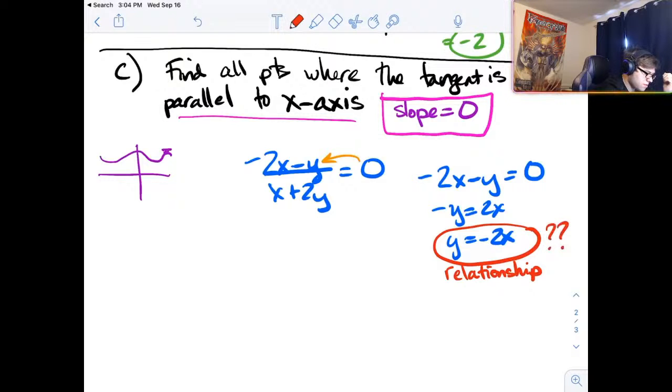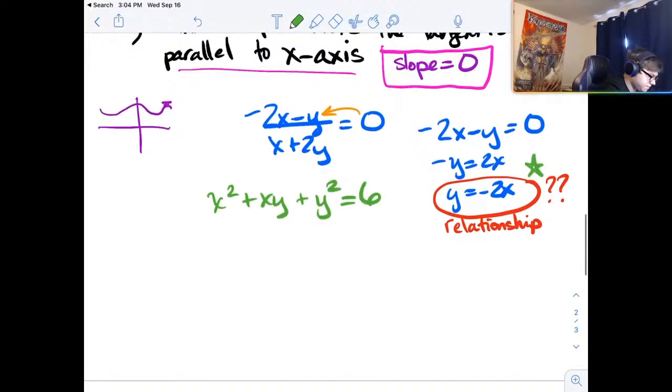The answer is you have to plug it back into the original expression that was given to us, which happens to be this. Again, what this is saying is as long as this particular relationship has been established, then you will be successful at finding tangents that are parallel to the x-axis. So that means every time that we see a y value, I'm going to plug in a negative 2x in its place, and then I have to kind of solve it out.